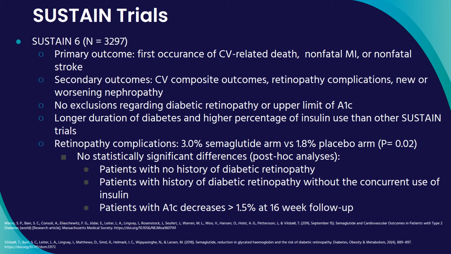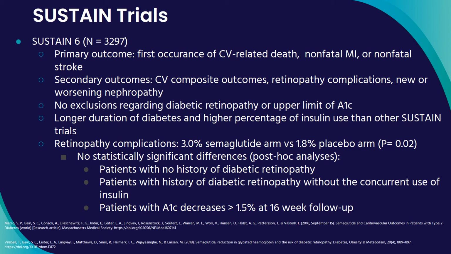An additional composite outcome was death from all causes, non-fatal MI or non-fatal stroke, with the components of the composite outcome assessed individually, as well as retinopathy complications and new or worsening nephropathy. This trial did not exclude patients with baseline diabetic retinopathy, nor did it have an upper limit on baseline A1C. Additionally, the patient population had a longer mean duration of diabetes and had a higher percentage of insulin use than the other SUSTAIN trials.